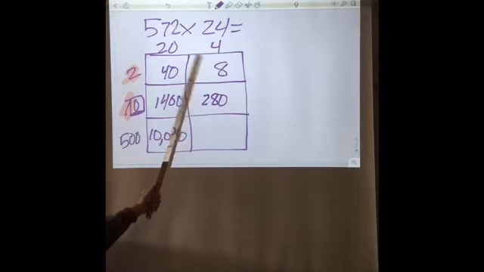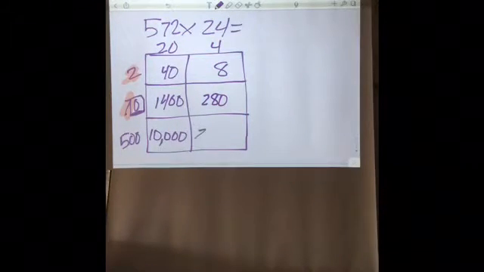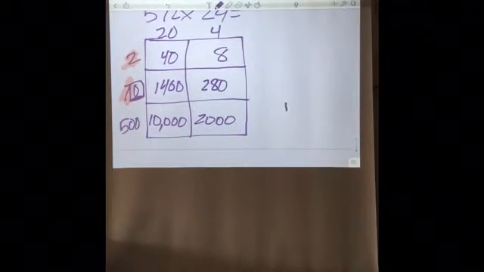Now, what are we going to do with the 500 times 4? We're going to do it the easy way. 5 times 4 is 20. And how many zeros do I have? I don't have any zeros here. 2. So I've got 2 zeros here, and I'm going to add those in. Okay? I'm going to slide this up a little bit, okay?